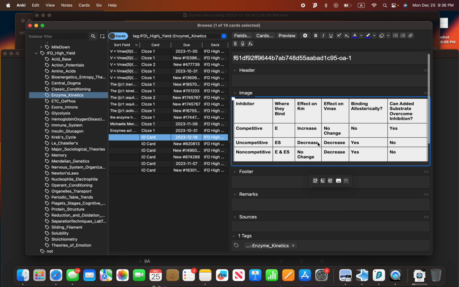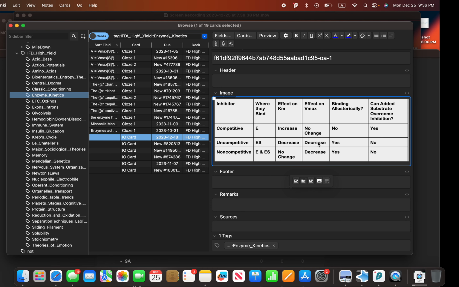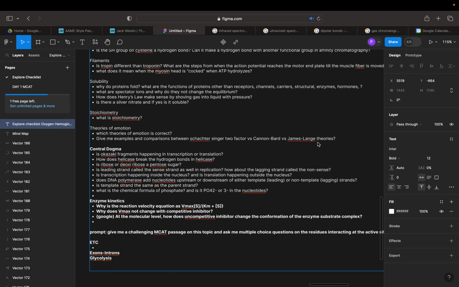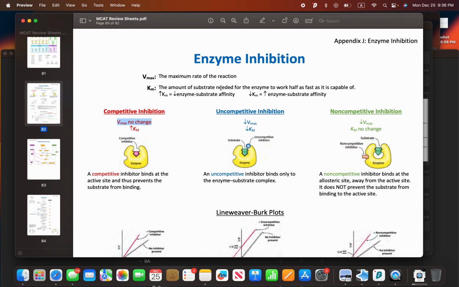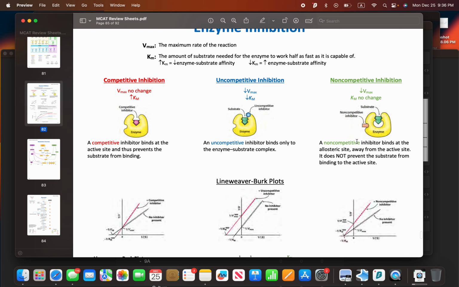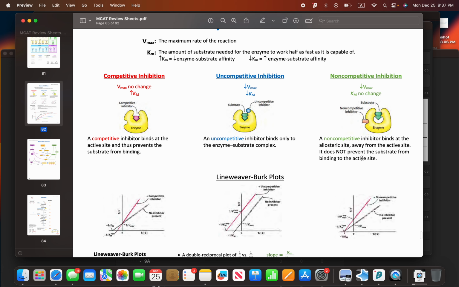and now here comes the last one, the non-competitive inhibitor. Let's see how the process works for this. Let's bring this up. So the non-competitive inhibitor binds at the allosteric site. So it completely binds on a different site, not close to the substrate, away from the active site. It does not prevent the substrate from binding to the active site. Same as the uncompetitive inhibitor, right?